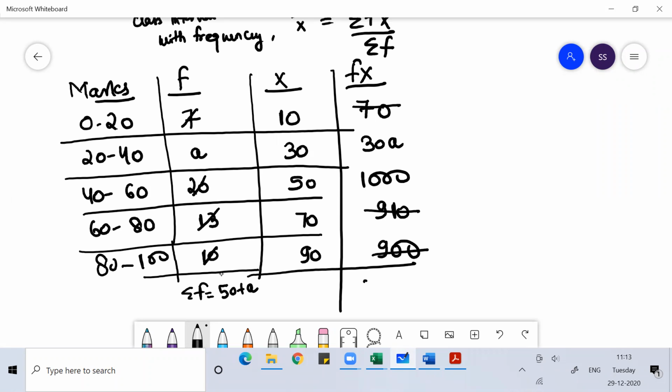2880 plus 30a. So this you will get as the sum of fx. Correct, right?